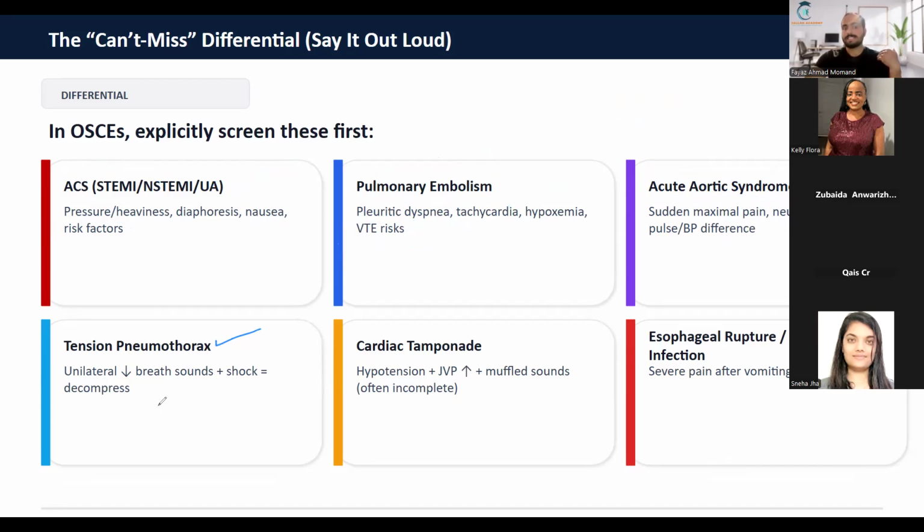Tension pneumothorax is another potential differential for acute chest pain. In a patient with tension pneumothorax, you would see they do not have breath sounds on the affected side.